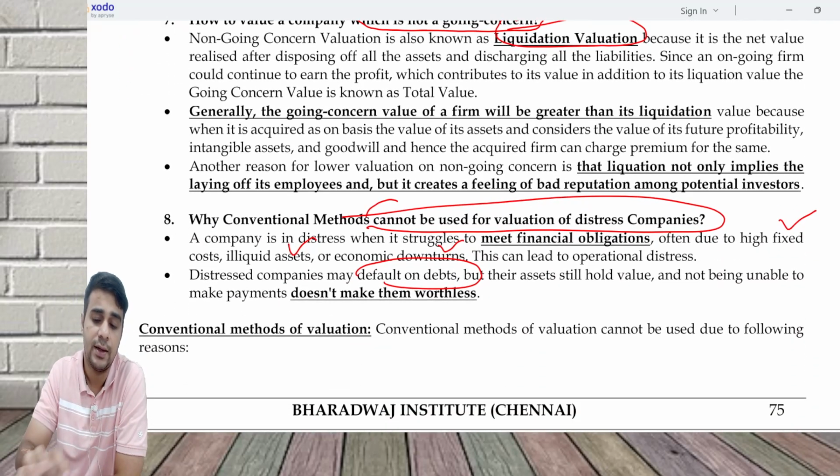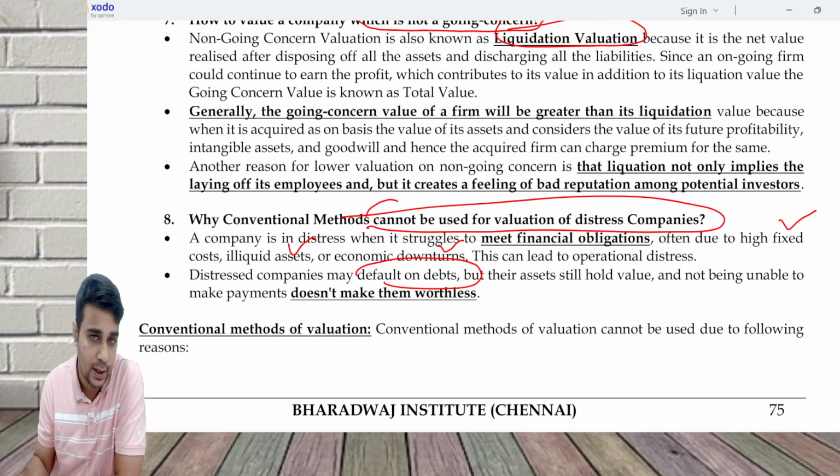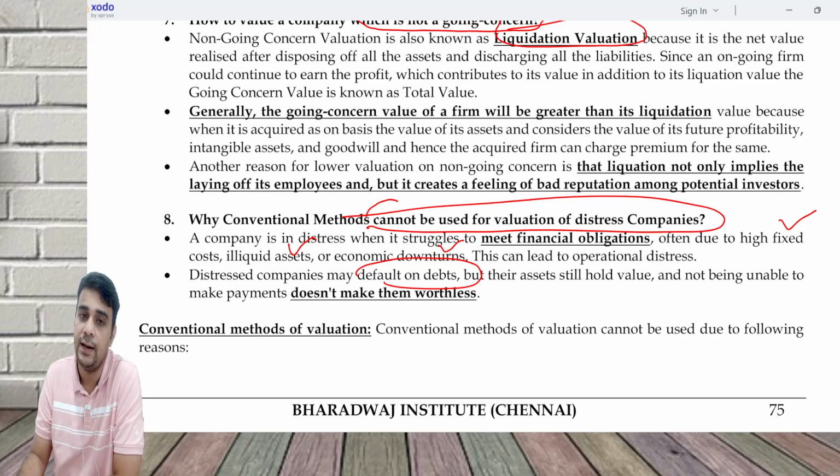Why can a conventional method not be used for a distressed company? The cash flow method cannot be used because you are not going to continue for a longer period, because infinite life is not there.